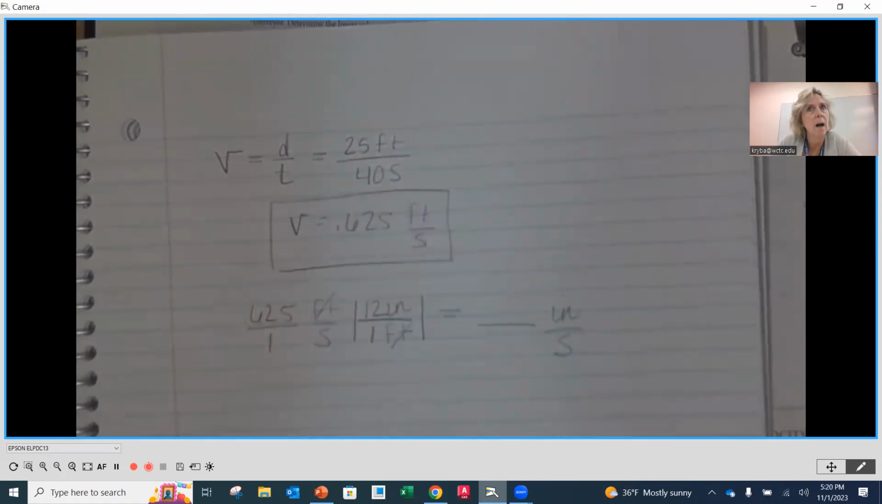How many have seen this type of conversion before? Again, I think it's called the ratio method. I'm not exactly sure, but you've seen that along the way somewhere, somehow.